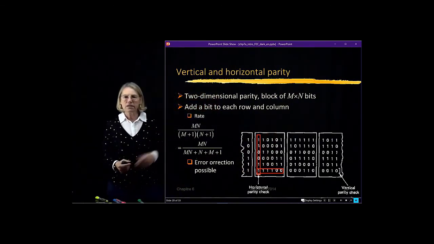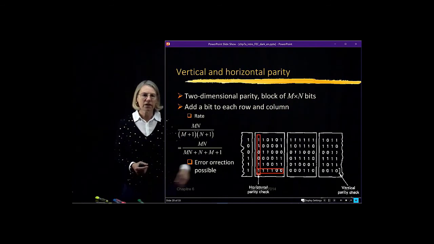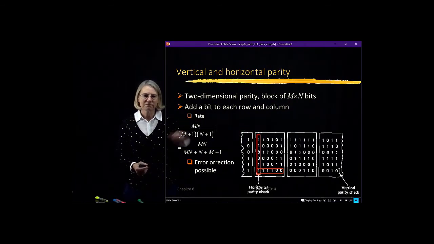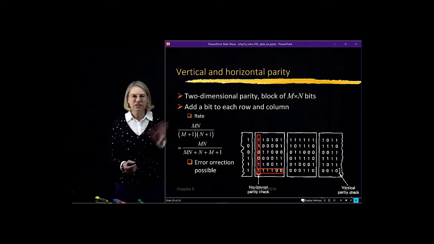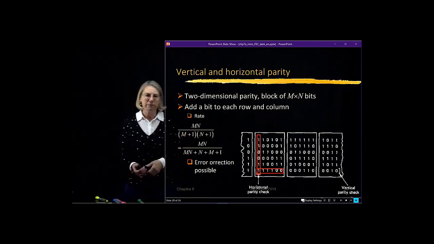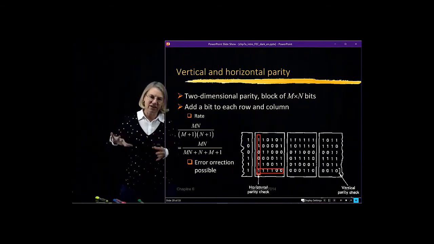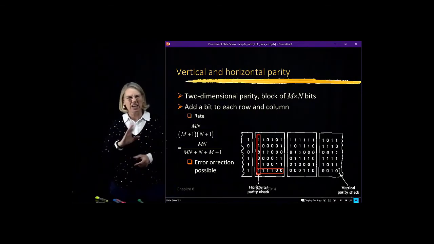And this allows us to actually correct some errors. So if an error occurs, one in each column and one in each row, then I can catch it. So it's a more effective parity. This is where we sort of bridge the gap between parity just detecting errors and also being able to correct some errors, but you can't correct all of them.